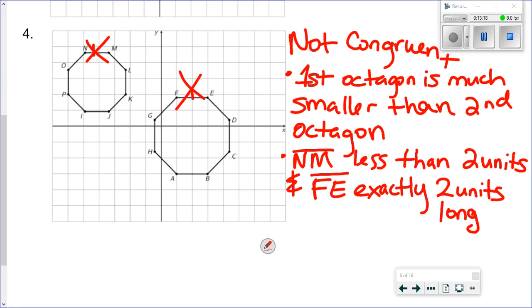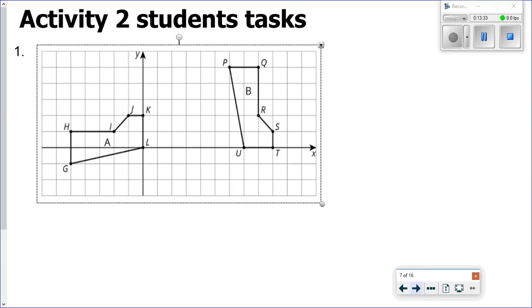So please check your reasoning now that you jotted down. And if you do not have something similar to either of these, go ahead and add to your notes at this time. Let's go ahead and continue with the next activity.